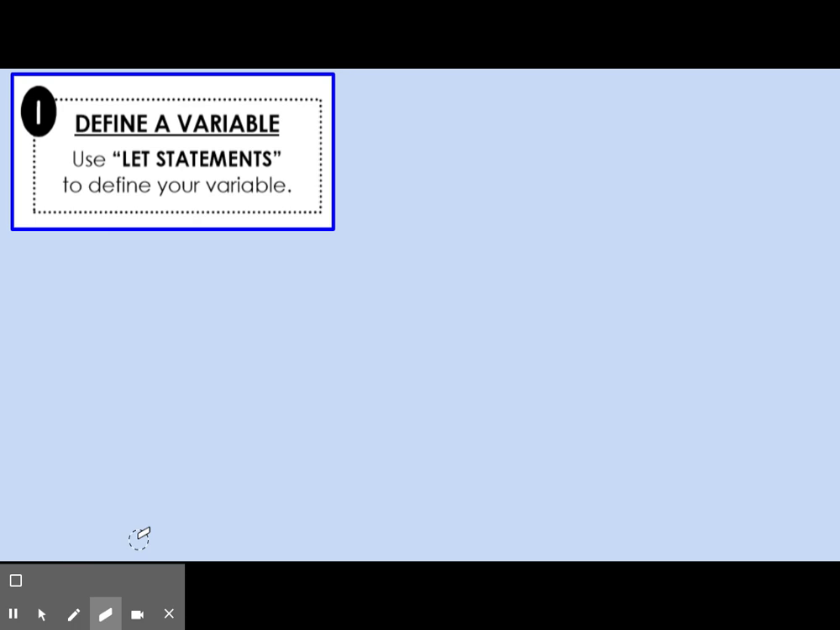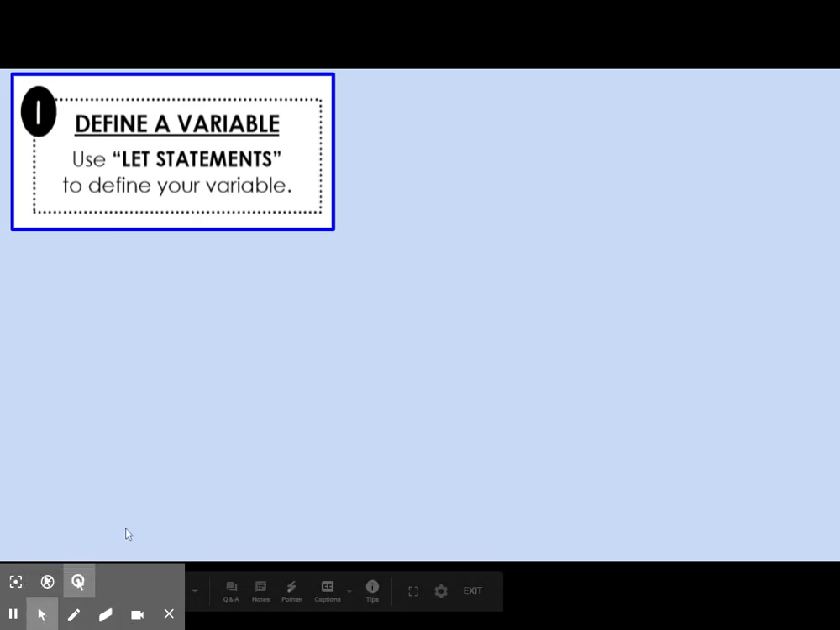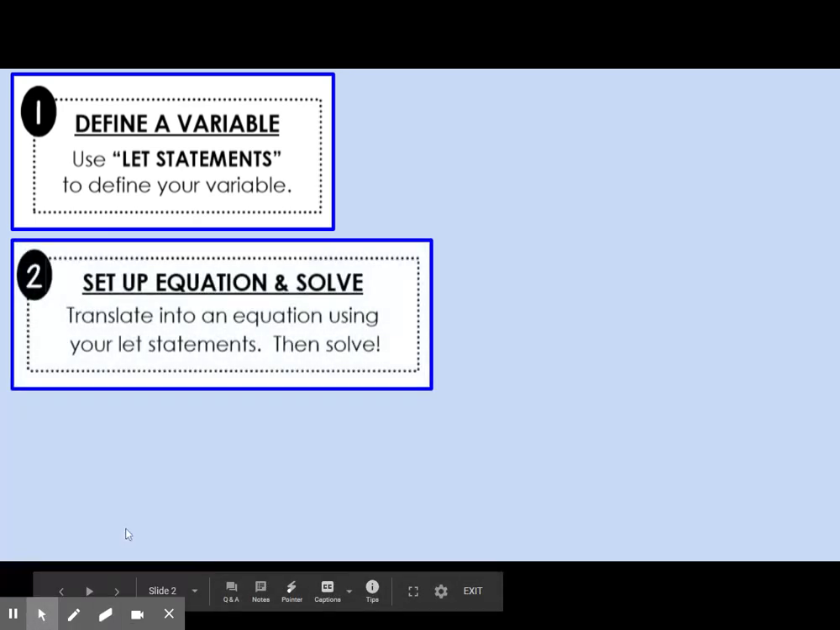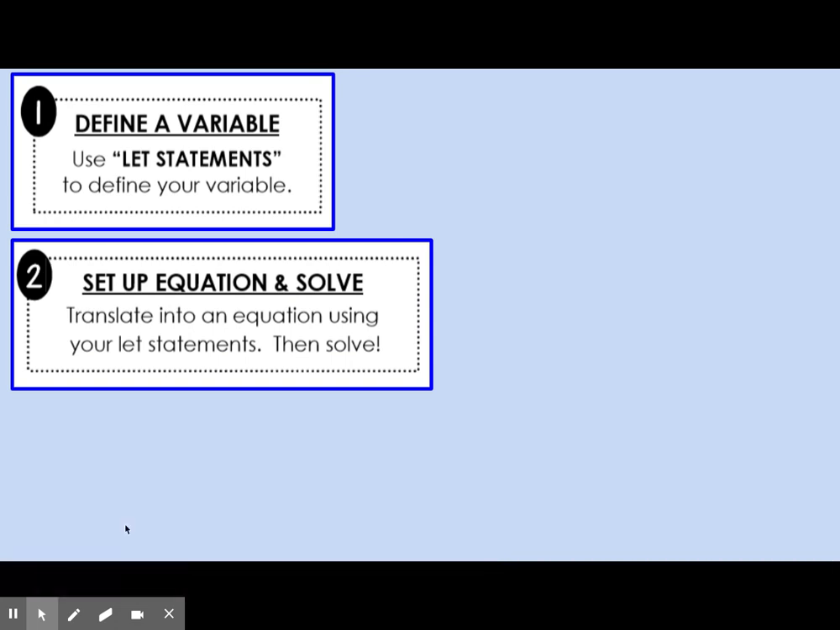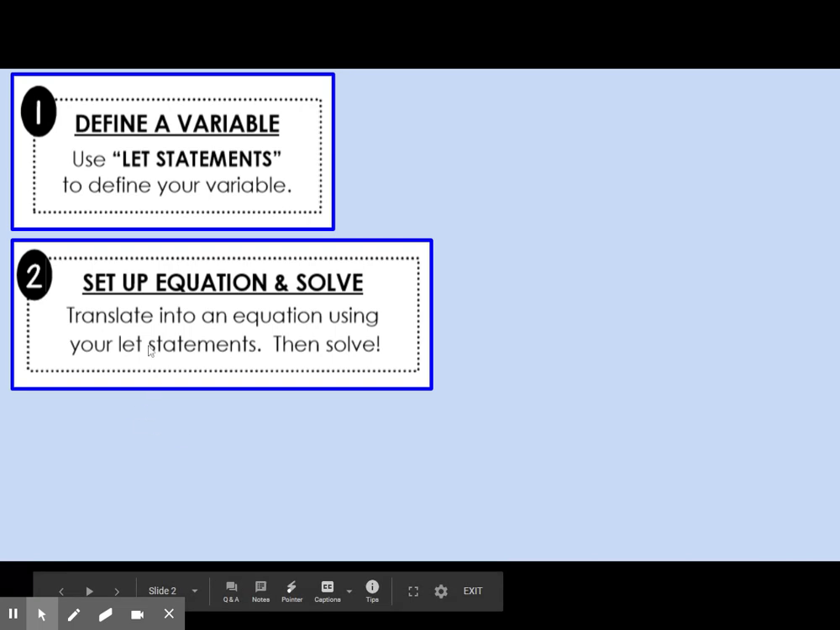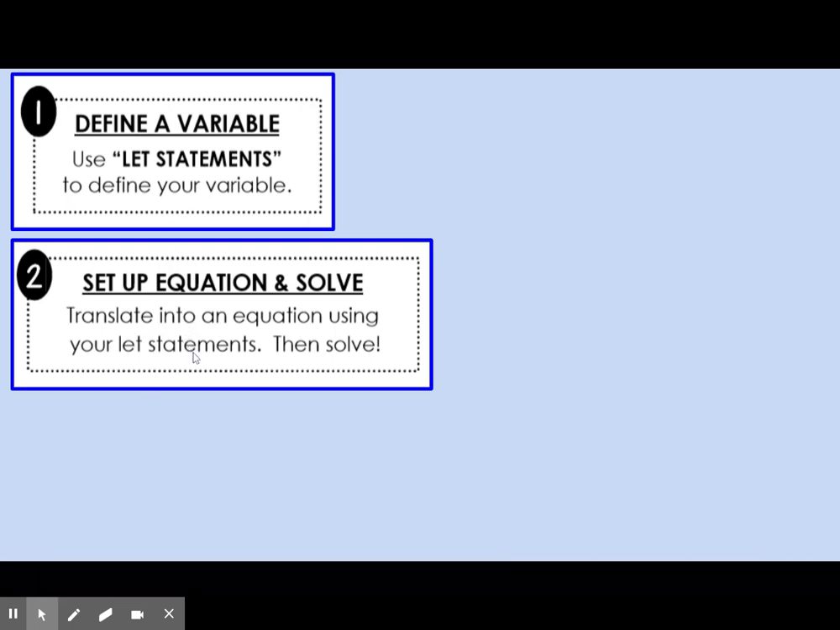Next step is set up equations and solve. Translate into an equation using your let statements, then solve. We're going to do some of the translating when we're setting up our let statements. We'll do some of our translating when we're setting up our equations and solving. So you'll see what I mean when I get to the examples.